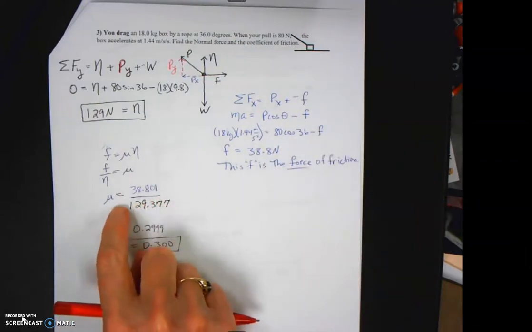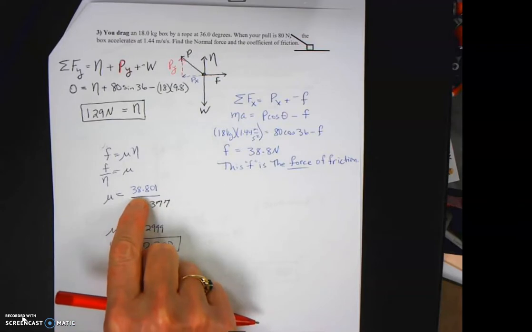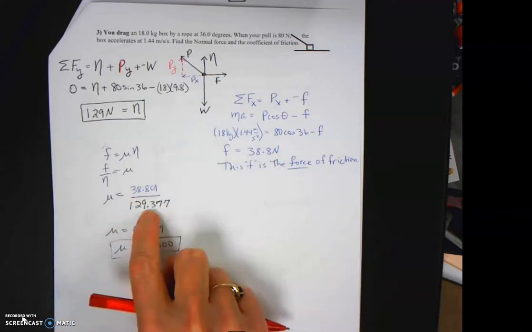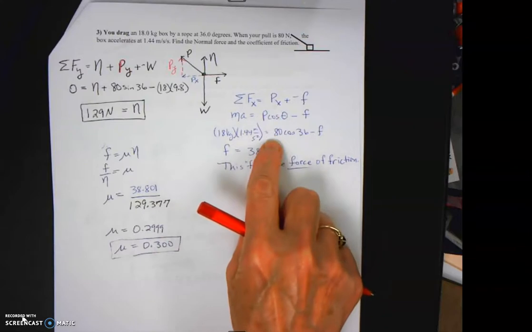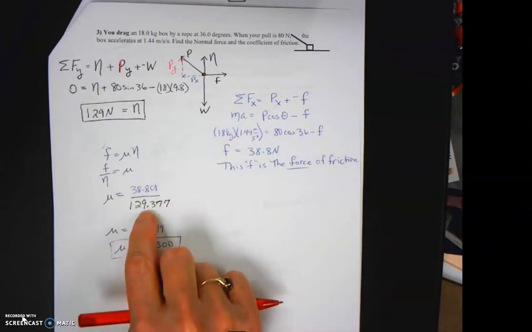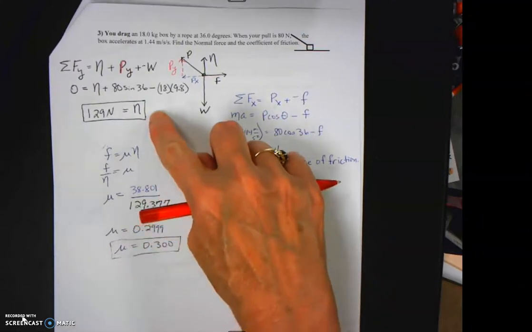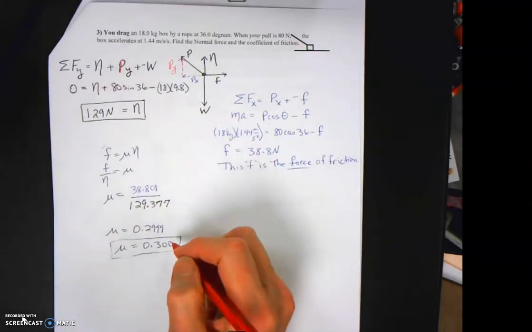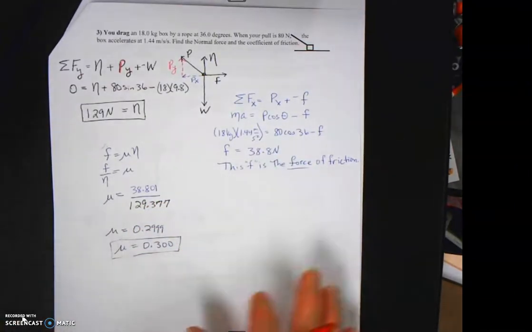So mu is equal to the force of friction, calculated from the X direction, divided by the normal force, calculated from the Y direction. You want your best unrounded number, and that is the correct answer.